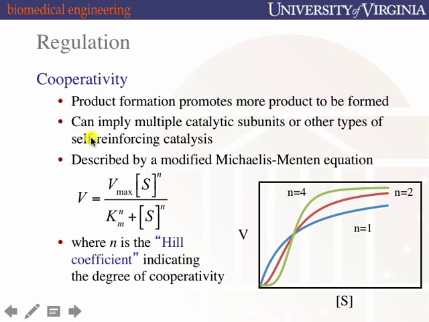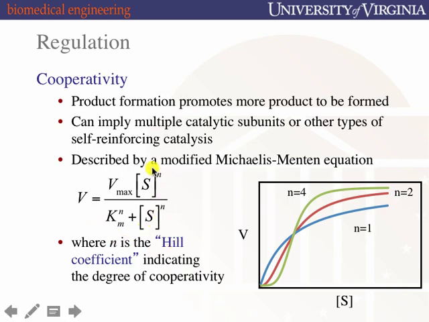All right. In this case, it can imply multiple catalytic subdomains or other types of self-reinforcing catalysis. And in this case, we can't use the straight-up Michaelis-Menten model for enzyme kinetics. A gentleman by the name of Hill was trying to figure out how on earth to explain oxygen association with none other than hemoglobin. Right, so hemoglobin, the four subunits, actually exhibit cooperativity, where the first oxygen is the hardest to bind. Once that oxygen binds to one subunit, it enhances the affinity of the other subunits to bind additional oxygens. It's actually very difficult to get that last oxygen off as well. And you guys will learn more about that in physiology.